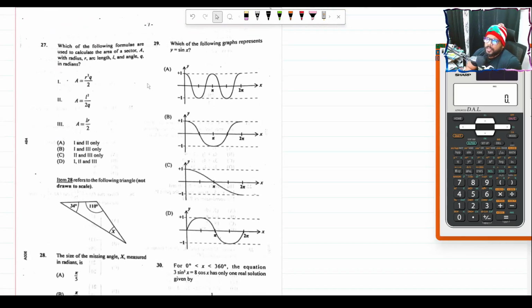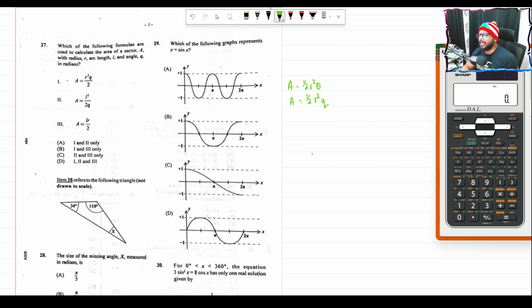Which of the following formulae are used to calculate the area of a sector with radius r, arc length L, and angle Q in radians? We want the area of a sector, which is a half r squared theta. The radius is r, and theta, the angle, is going to be Q. A half r squared Q, or r squared Q over 2, and L squared over 2Q. So I know for sure 1 is part of the answer. So it could either be 1, 2, or 3.